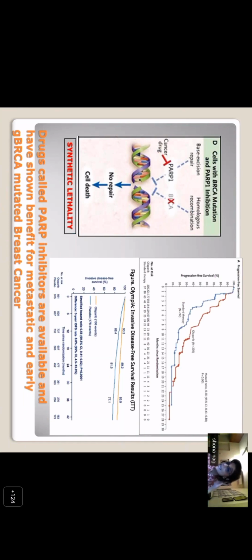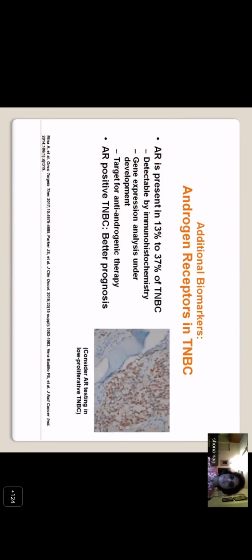And this is again more data in the early setting. As I mentioned earlier, if our patient had been germline BRCA positive, you can see we would have given her a drug called olaparib, which is the first developed PARP inhibitor, which shows us a survival benefit today of almost 3 to 4% versus not giving it for a year in the adjuvant setting. And then finally, androgen receptors, they are also important to identify. They have better prognosis. In fact, I have a couple of patients with AR positive triple negative with metastatic disease going for 3 and 4 years on a drug called enzalutamide, which blocks the androgen receptor.